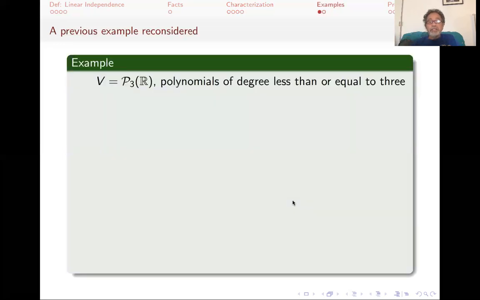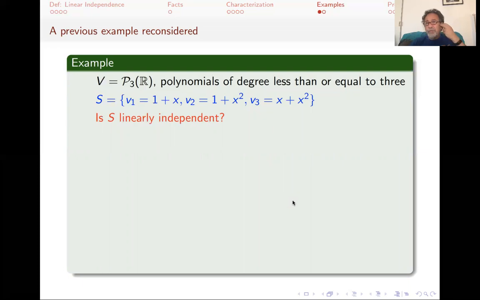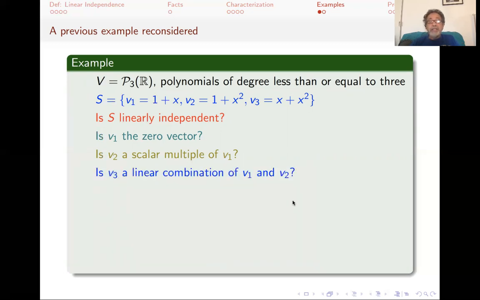So let's look at an example. This was the example we looked at before. Is S linearly independent? That's what we showed before that it was. Our new method: is v1 the 0 vector? No, it's not. Is v2 a scalar multiple of v1? Can I take v1 multiplied by a scalar and get the second one? No. Is v3 a linear combination of v1 and v2?